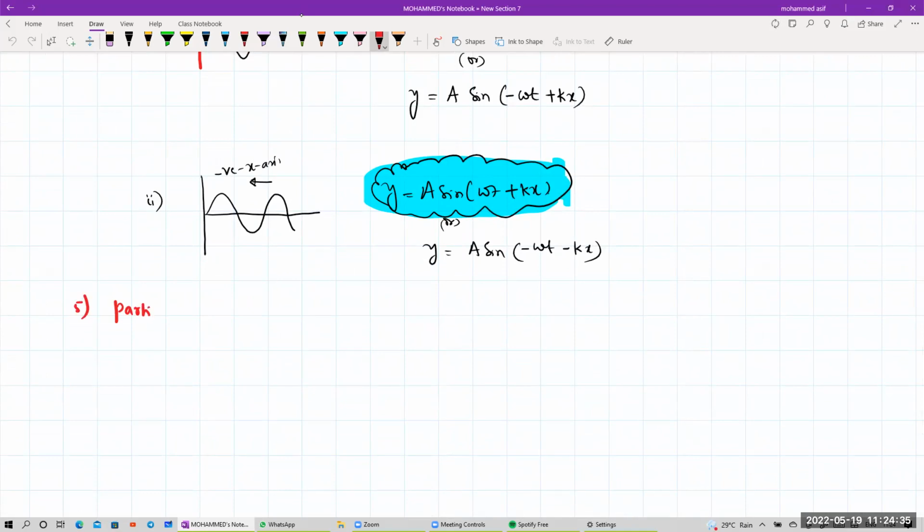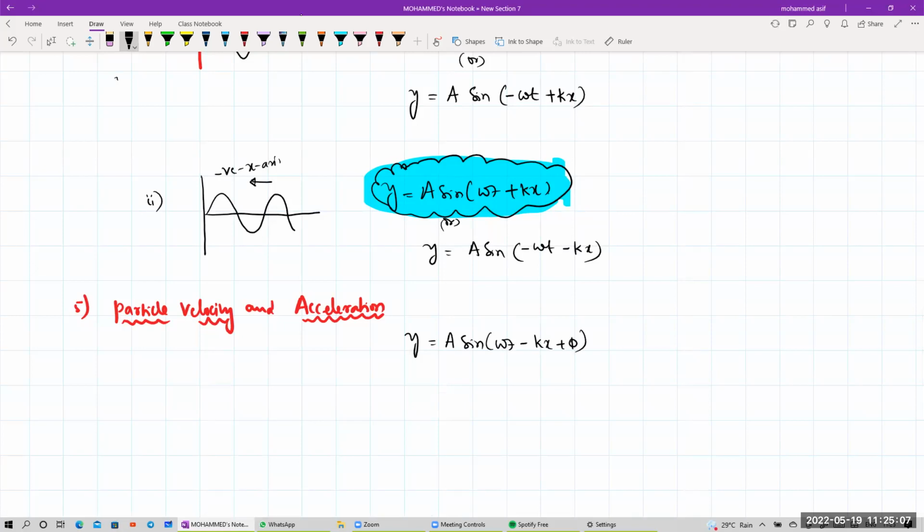Particle velocity and acceleration. Okay, so if the particle is moving, you know the basic equation of a wave: y equals A sin(ωt − kx + φ).